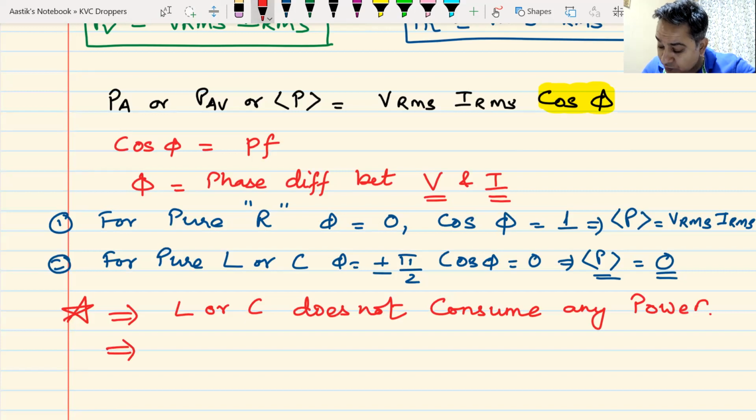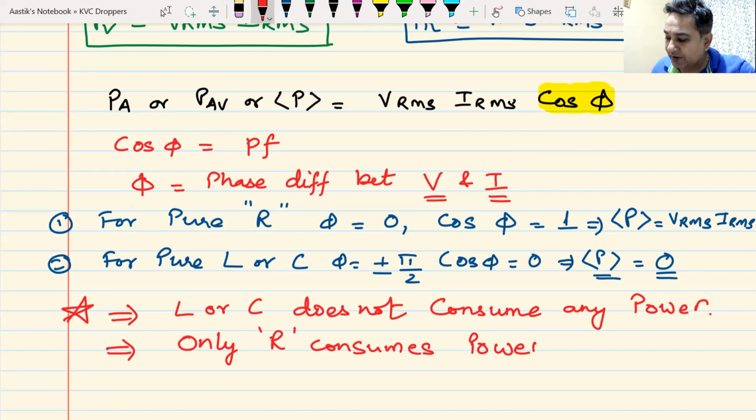Then who consumes power? Only resistance R consumes power. You should not forget this ever. In an AC circuit, only the resistor consumes power.